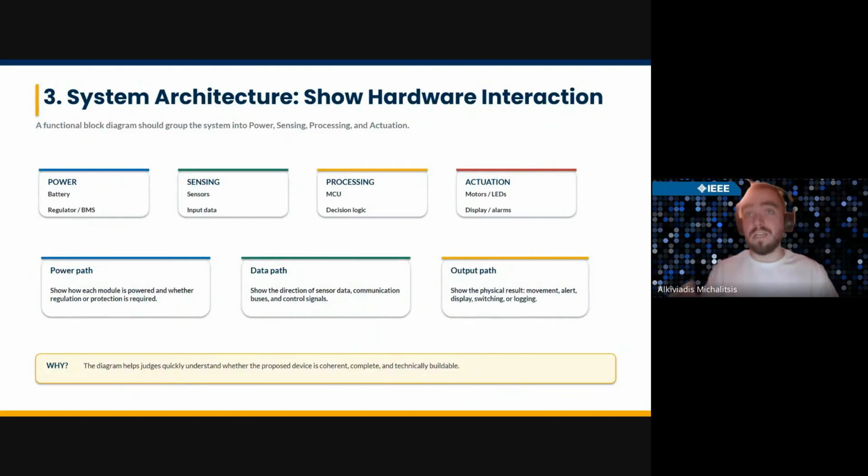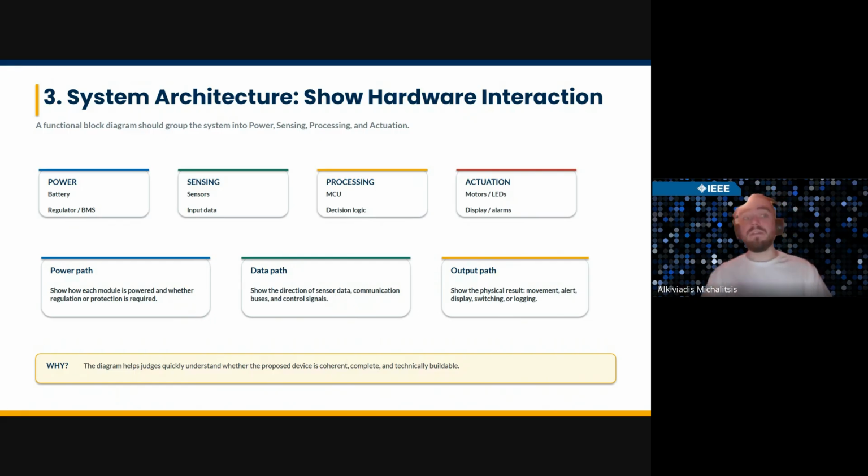So a functional block diagram should group the system into power, sensing, processing, and actuation. Which is power? It's the juice. It's the thing that every kind of implementation needs to work. Sensing is the input, processing is the mind, and actuation is the output. So these are the basic categories that every system has.